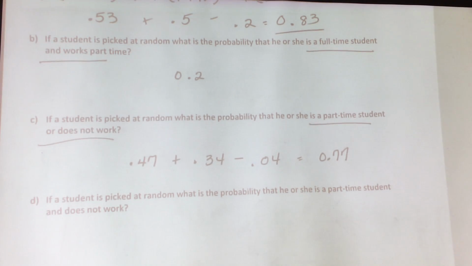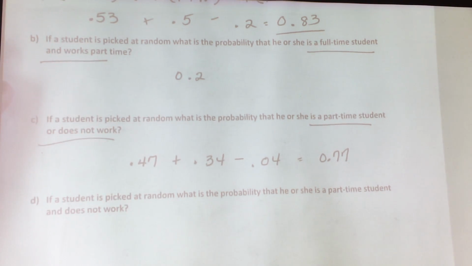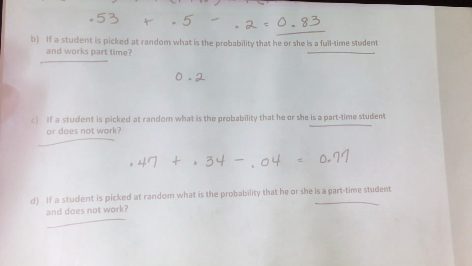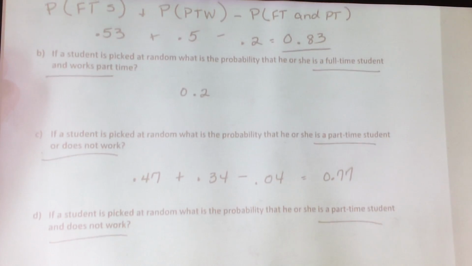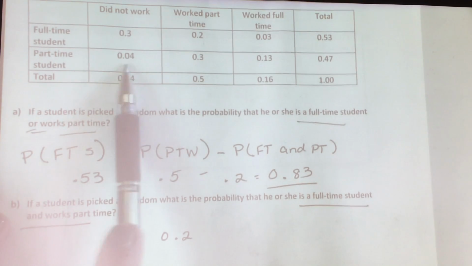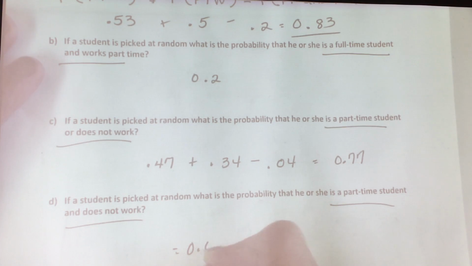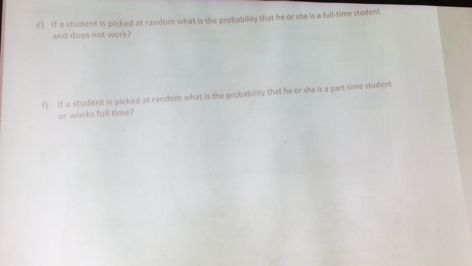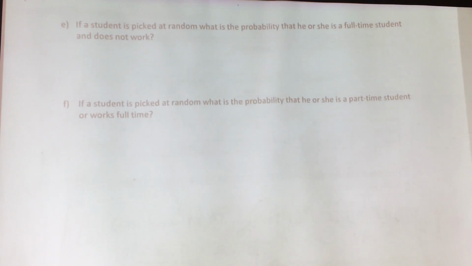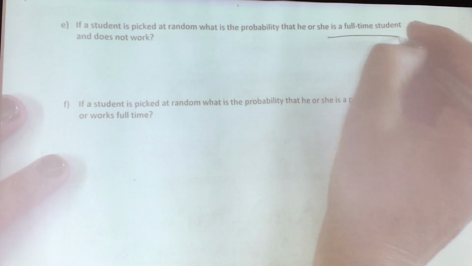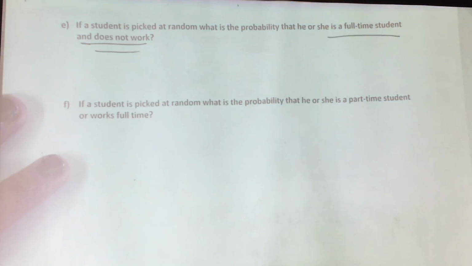And letter D, if a student is picked at random, what is the probability that he or she is a part-time student and does not work? So here, part-time student and does not work is 0.04. So the answer is 0.04. Looking at letter E, if a student is picked at random, what is the probability that he or she is a full-time student and does not work? Again, you're looking inside the chart, and that is equal to 0.3.